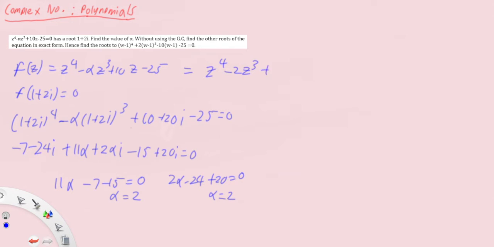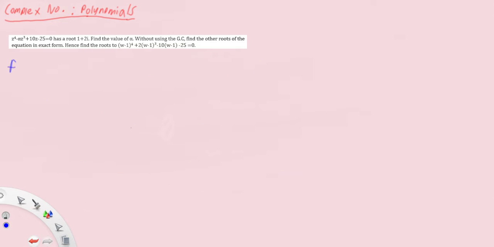And from here, we know that we can use the conjugate root theorem. We now have 1 minus 2i as a solution. So very simple. Without using the GC, find the other roots of the equation in exact form. Okay, so this is an important statement to write down. Since all coefficients are real, 1 minus 2i is a root.